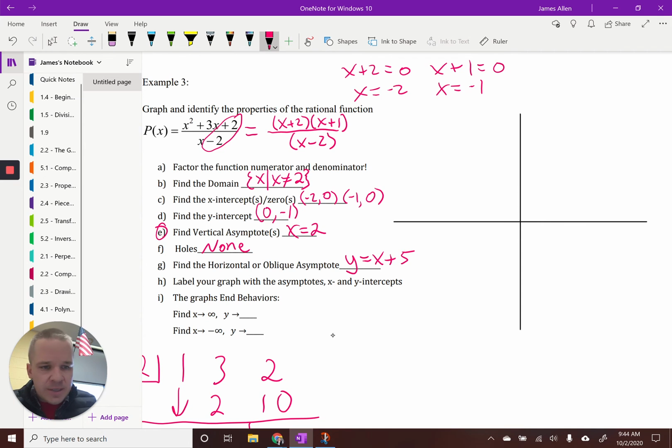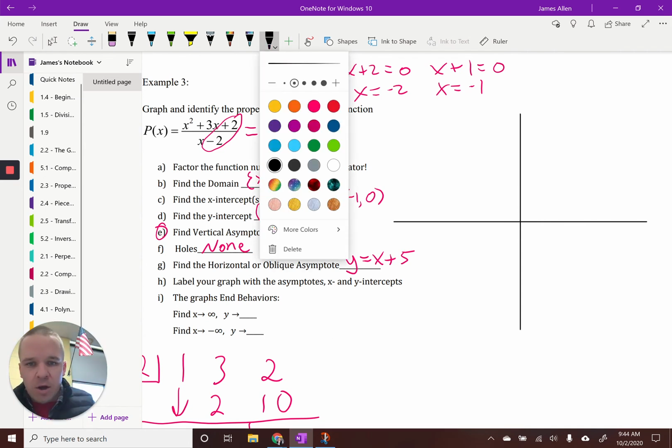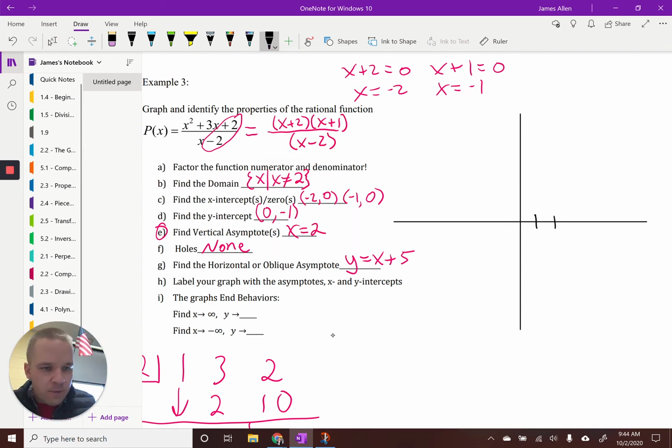So let's see here. I'm going to scale this out, and I'm going to use actually a different color for scaling. I'll go with the color of the graph.